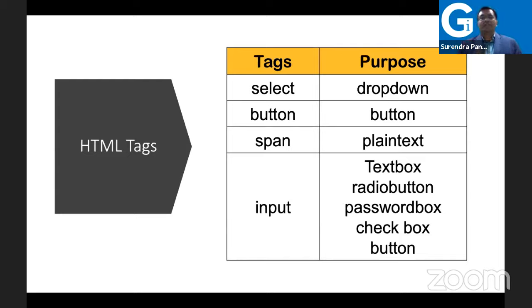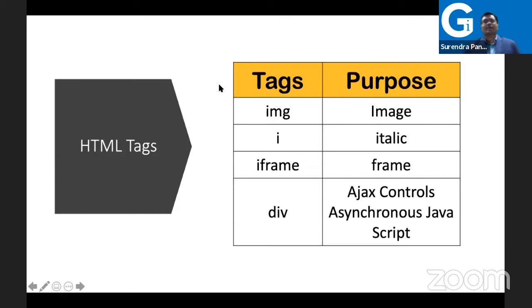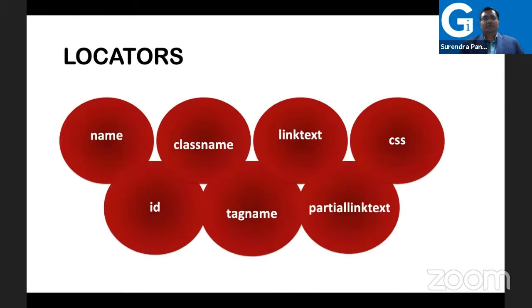You have various input tags available. For any input tag, you are going to see input mentioned in the XPath, whenever I show the XPath. So you should know the purpose of input. You can access the button, the text box, and the radio buttons. These are the various things you can do with the help of these input tags. There are some tags like img for the image, I for the italic, iframe is a tag for the frame itself, and the div is for a division or section.